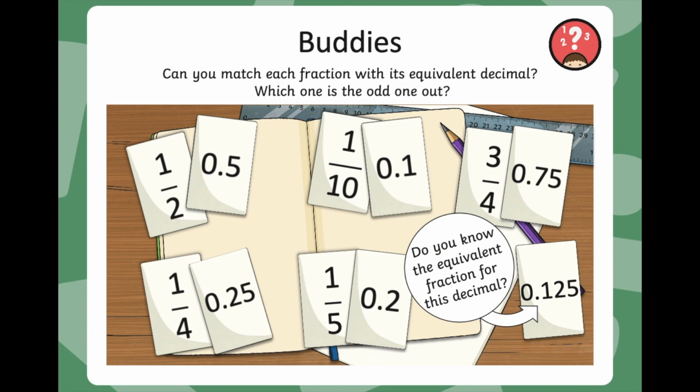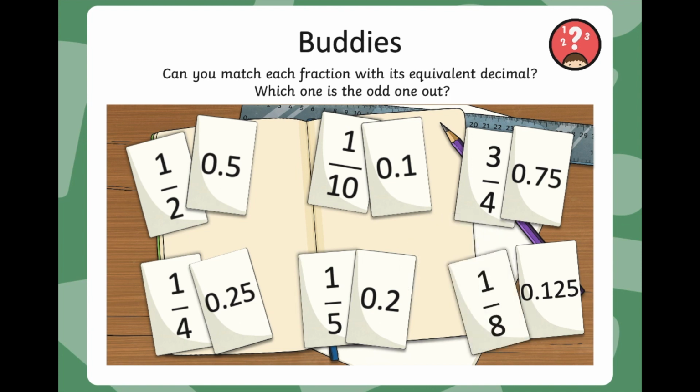So hopefully you matched 1/2 with 0.5, 1/10 with 0.1, 3/4 with 0.75, 1/4 with 0.25 and 1/5 with 0.2, and the odd one out was 0.125. Do you know the equivalent fraction for this decimal? Let's have a look. The equivalent fraction for 0.125 is 1/8, and that's just one of those that is really tricky to work out. You just have to know it.